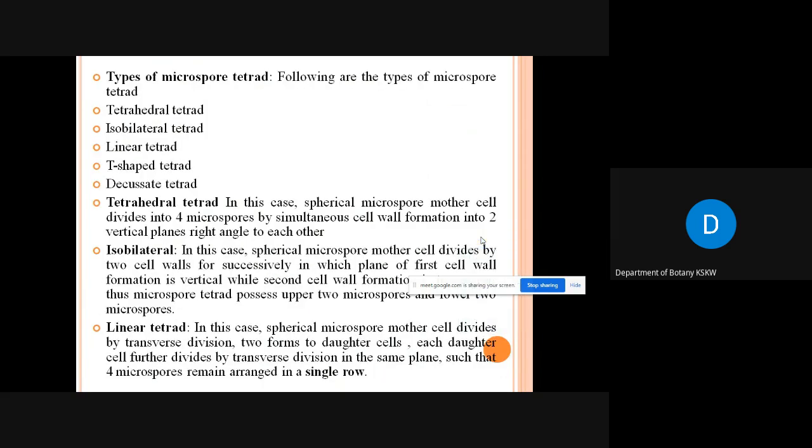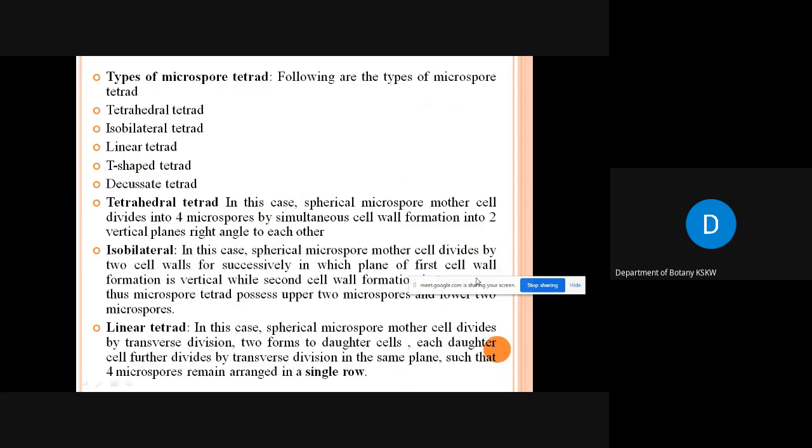Types of microspore tetrad: tetrahedral, isobilateral, linear, T-shaped, and decussate tetrad. In the tetrahedral tetrad, the spherical microspore mother cell divides into 4 microspores by simultaneous cell wall formation in 4 vertical planes at right angles to each other. So what we will get is 1, 2, 3, and the fourth one will be on the back side.